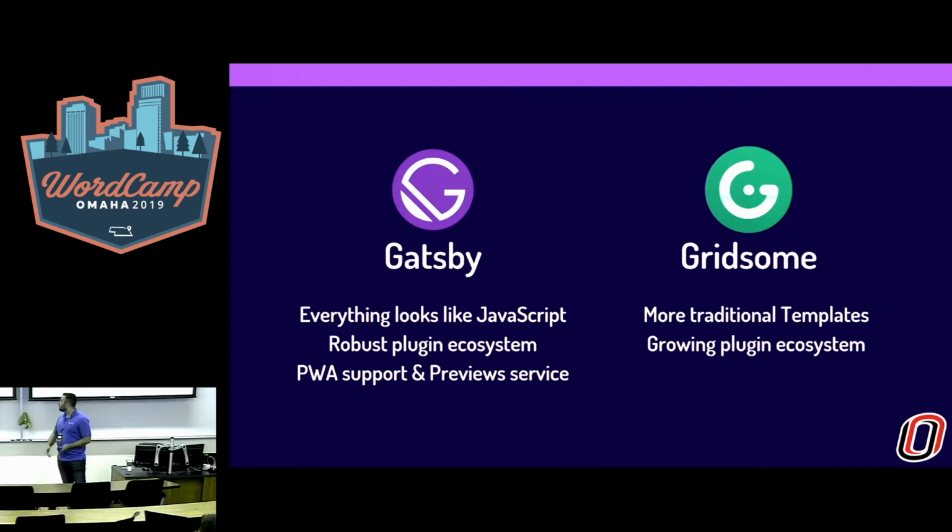GridSome is a little bit more of a traditional templating language. Your styles can be written in CSS or Sass or Less, whatever your preference. Your script obviously looks like script, but your markup looks a little bit more like HTML than JSX does. So if you're thinking about dabbling in this, I would definitely recommend checking out GridSome.